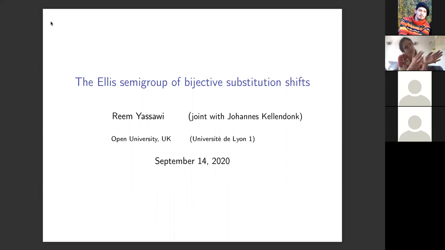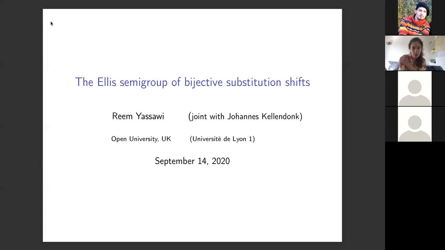Then I'll move to substitution shifts, or bijective substitutions, which you all probably know. And then I will talk about how Johannes and I prove our results by giving a baby proof for the Thue-Morse substitution. I will explicitly compute the Ellis semigroup of the Thue-Morse substitution, and that will give you an idea of what techniques we use and what there is to be done after.